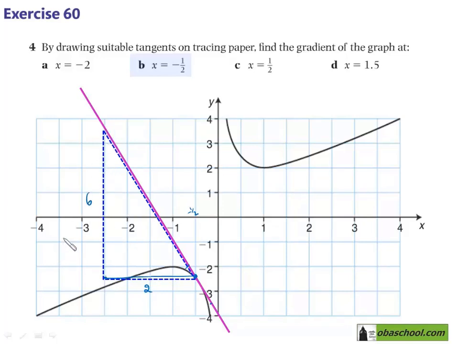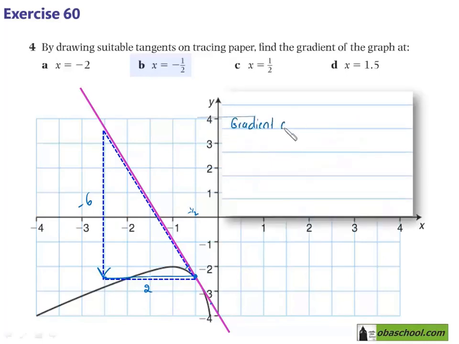So once I have my rise equivalent to 6 units right here, I can find my gradient. After we have found the rise equivalent to 6, we need to find its direction, which is negative, so that would be -6. Now we can calculate the gradient. Gradient at x equal to -1/2 is the rise over the run. So the rise was -6 and the run was 2. That would be -3, the gradient for part B.